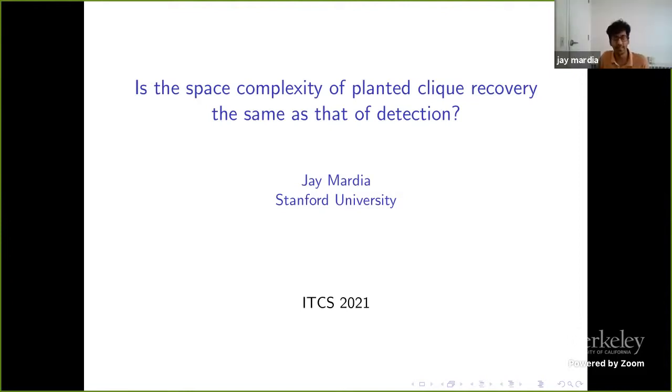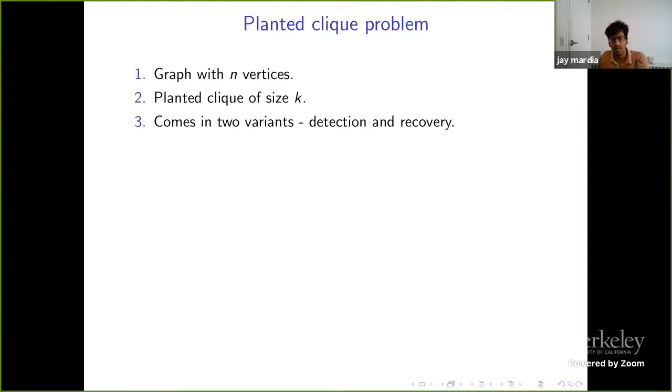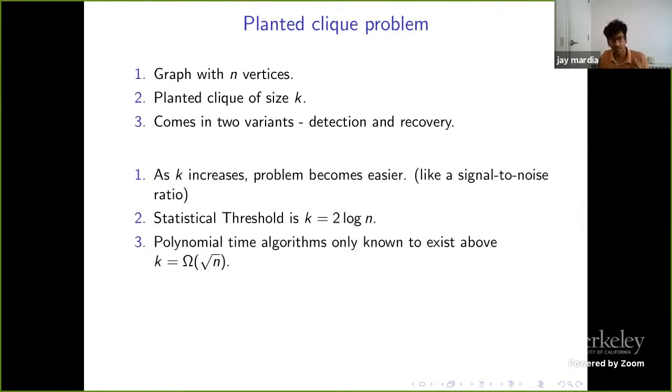Thanks, Ananya. So I'm Jay Mardia, and let's just dive in. Let me start by telling you a little bit about the planted Clique problem. It's a problem on a graph with n vertices, and the second parameter k, which you want to care about, is the size of the planted Clique, but don't worry about the details. There are two variants of this problem, the detection variant and the recovery variant. I want you to think of k as being some sort of a signal to noise ratio, because this is a statistical problem, and as k becomes larger, the problem becomes easier.